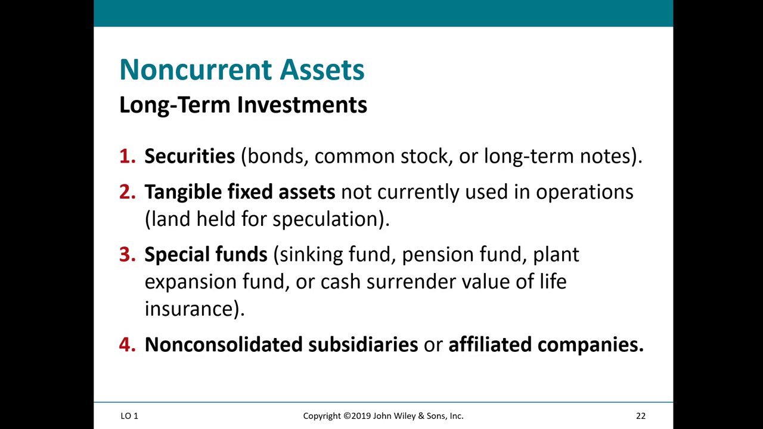Non-consolidated subsidiaries are those companies where you own 20% to just under 50% of the stock of the other company. So when one corporation owns stock in another corporation, it is more than 19.99%, but less than 50% ownership. And affiliated companies are ones that work together, have another agreement, or own each other's shares of stock.